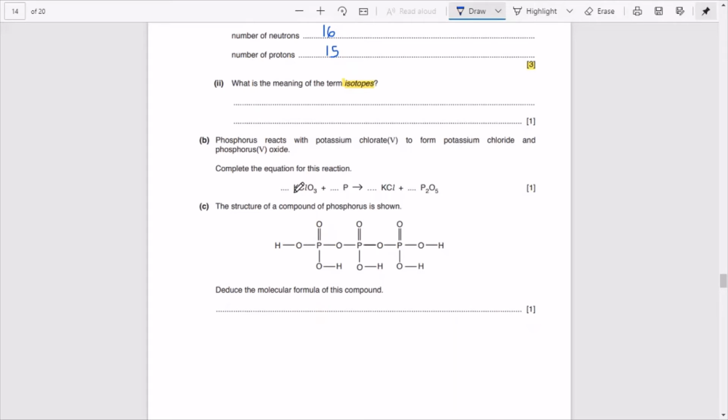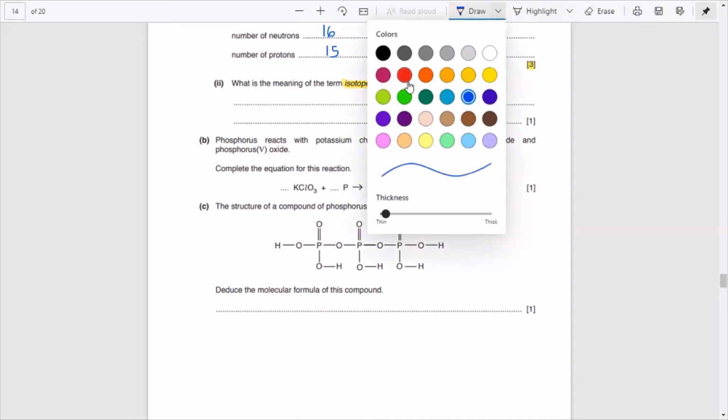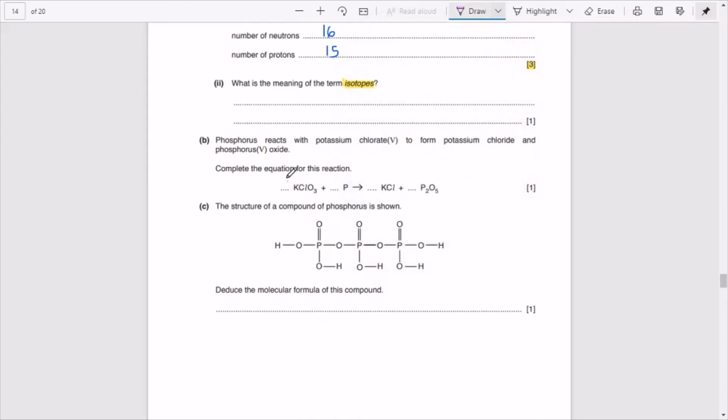Here we see we have 1 K and 1 K, and 1 Cl and 1 Cl. We have 3 oxygens on one side, while we have 5 oxygen atoms on the other. And we have 1 P on one side and 2 phosphorus atoms on the other. So if we balance it and do all the calculations, we will easily be able to get it, and it would be 5.